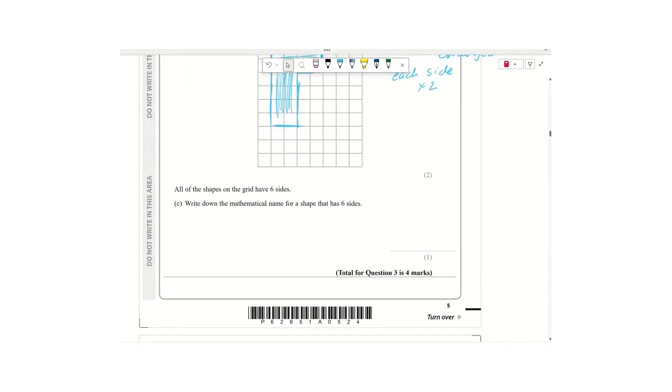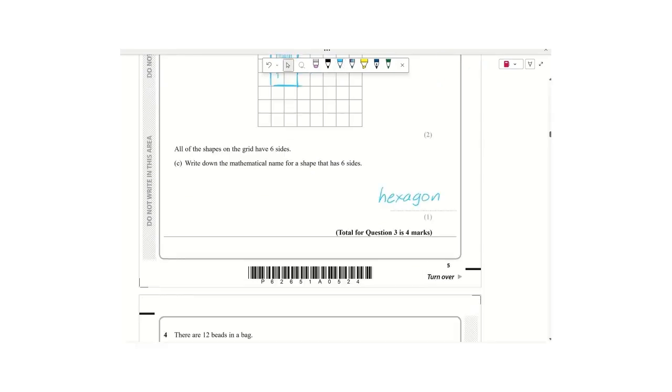And then part C, shapes that have 6 sides are called a hexagon. Spelling is not important, but it's just knowing it's a hexagon that's the important thing there.